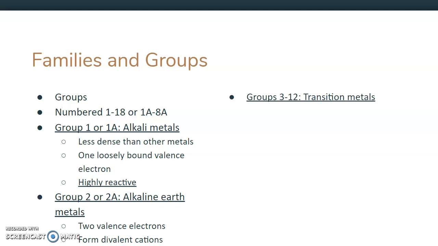Our third group, or I should say really groups, is groups 3 through 12. These are our transition metals.